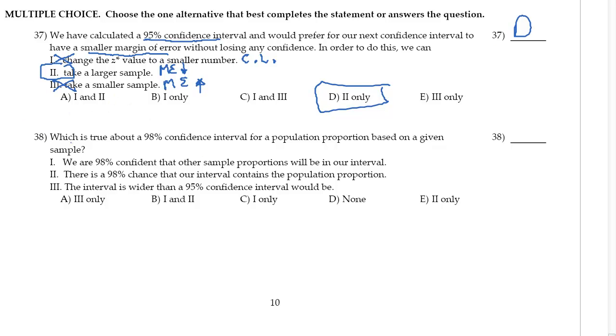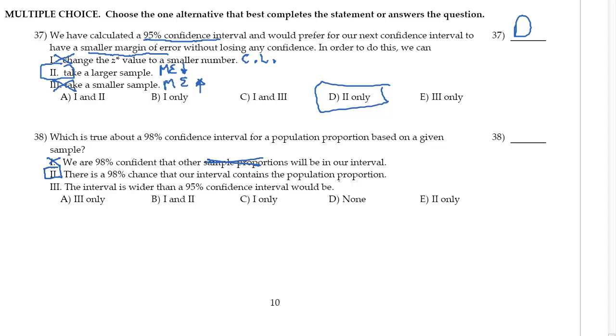Okay, so for 38, which is true about a 98% confidence interval for our population proportion: we are 98% confident that other sample proportions will be in our interval. That has nothing to do with sample proportions, okay? So 1 is not going to be true. There's a 98% chance that our interval contains the population proportion, okay? That's definitely the definition, so 2 is going to be true. And the interval is wider than a 95% confidence interval would be.